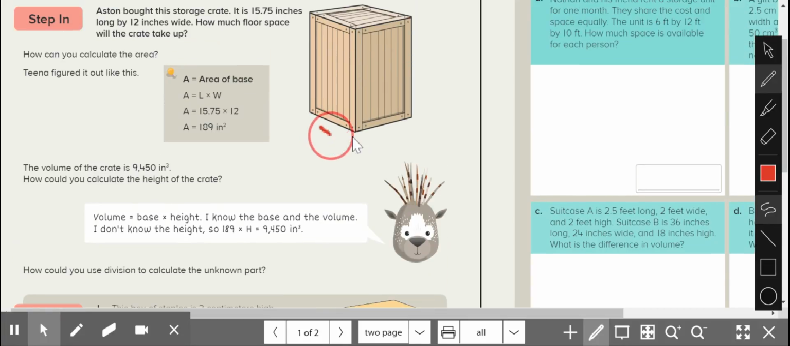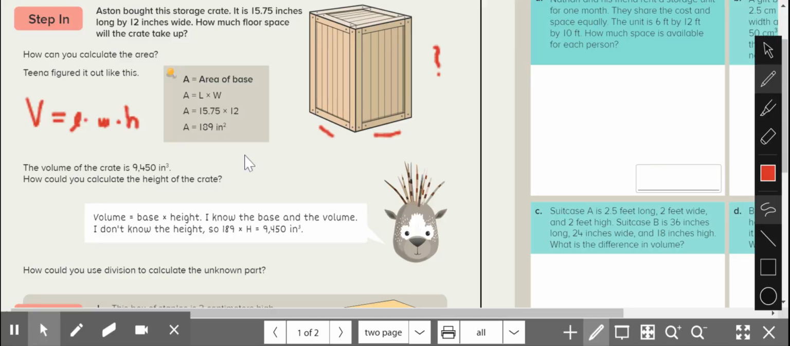So we know this measurement, but we don't know this measurement. We know the total volume on the inside. So how are we going to solve that? Remember, volume is length times width times height. Well, we know the length and the width. We just don't know the height.